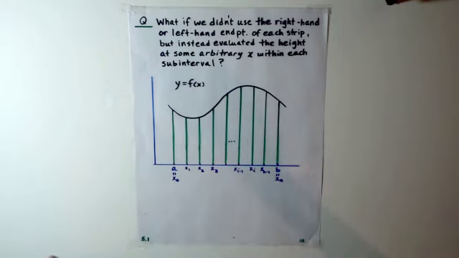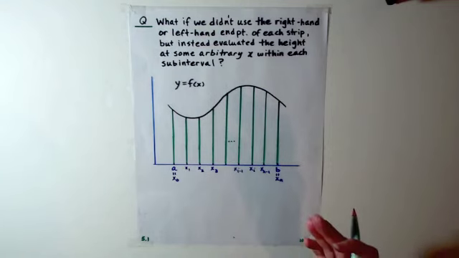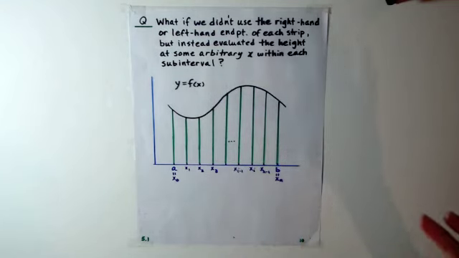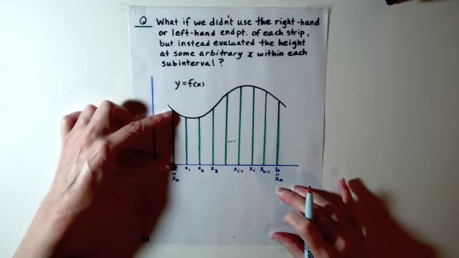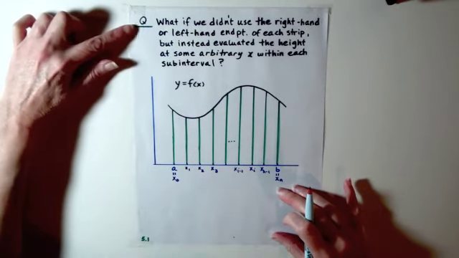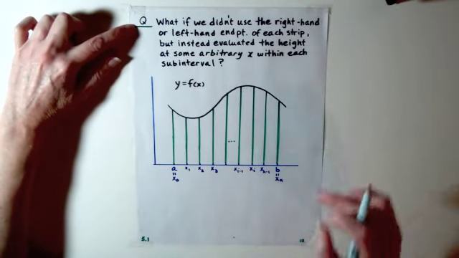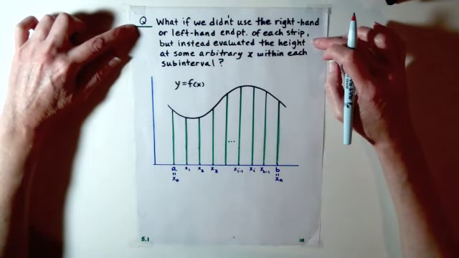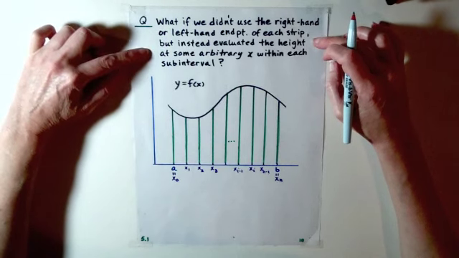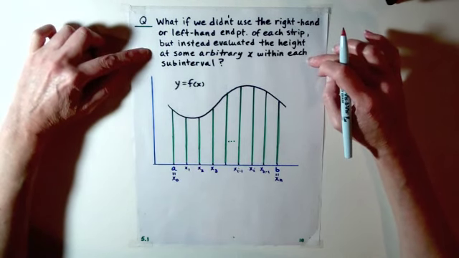We said we could use the right-hand endpoint of each subinterval to create the height of those rectangles, or we could use the left-hand endpoint of each subinterval to create the height of those rectangles. But I want to ask you this question. What if we didn't use the right hand or the left hand endpoints on each strip, each subinterval, but instead evaluated the height at some arbitrary x within each subinterval?